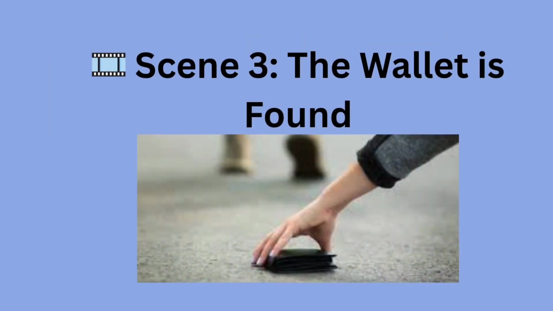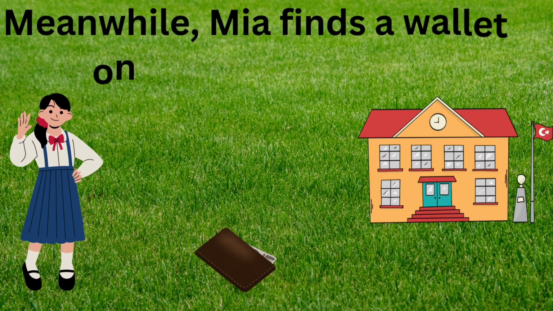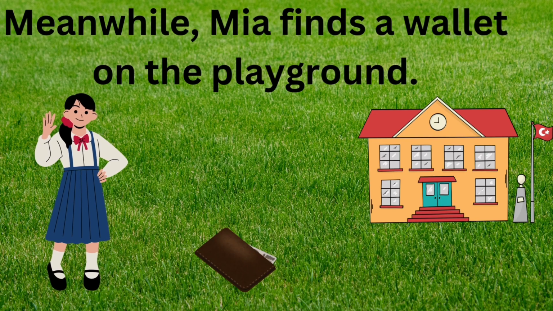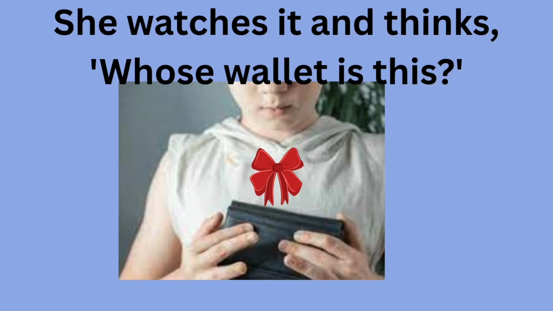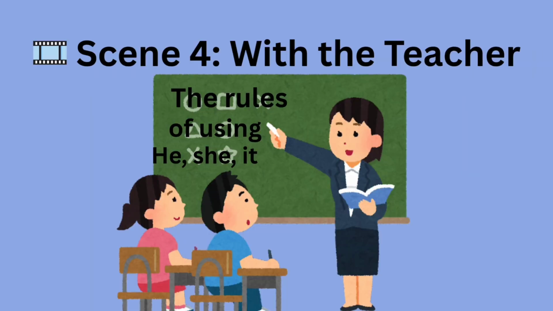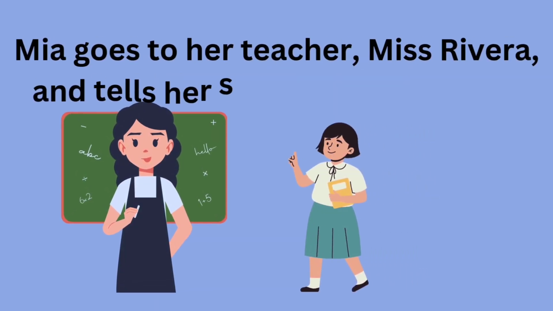Scene 3. The wallet is found. Meanwhile, Mia finds a wallet on the playground. She watches it and thinks, whose wallet is this? She checks the name tag, it's Leo's. Scene 4. With the teacher. Mia goes to her teacher, Miss Rivera, and tells her she found the wallet.